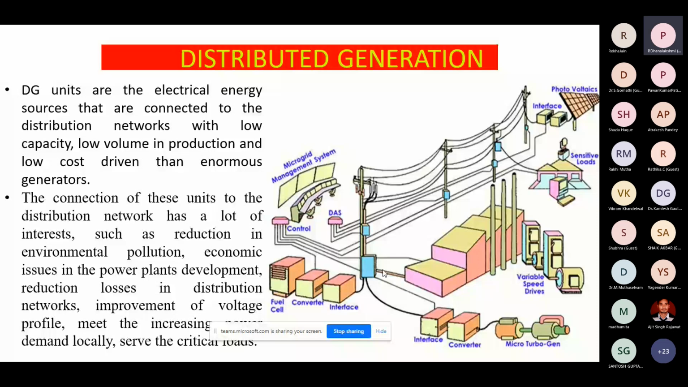And these units particularly, they are connected at the distribution side to meet the load demand locally, and it will give you various advantages, particularly the reduction in the environmental pollution because of the carbon-free electrical energy source, economic issues to develop a power plant, and reduction in losses, particularly because transmission losses are reduced as we integrate the DGs at the distribution level directly.